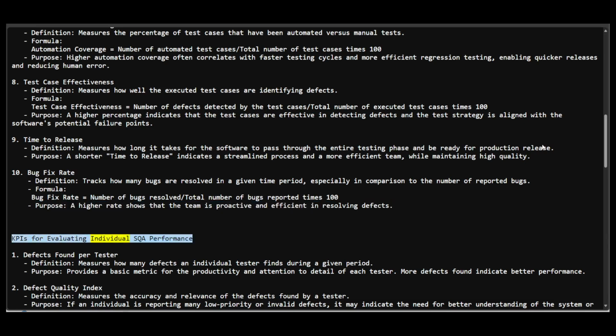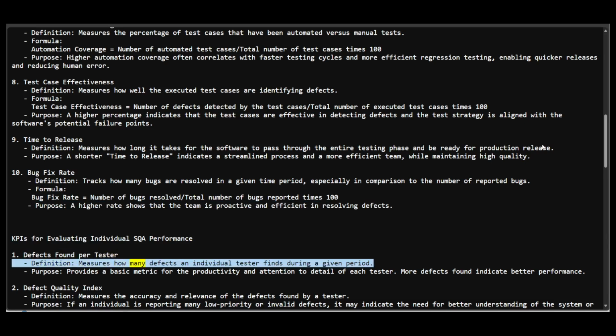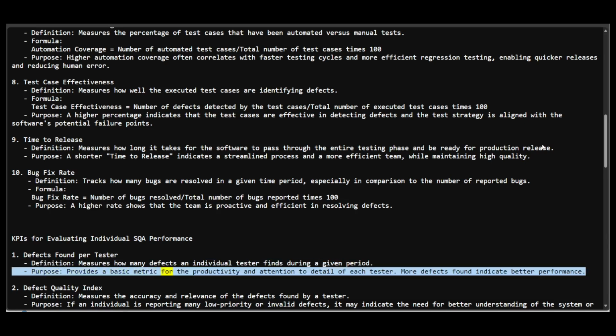KPIs for evaluating individual SQA performance. 1. Defects found per tester. Definition: measures how many defects an individual tester finds during a given period. Purpose: provides a basic metric for the productivity and attention to detail of each tester. More defects found indicate better performance.